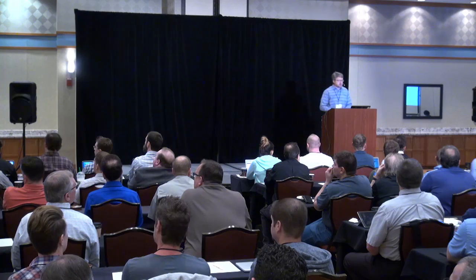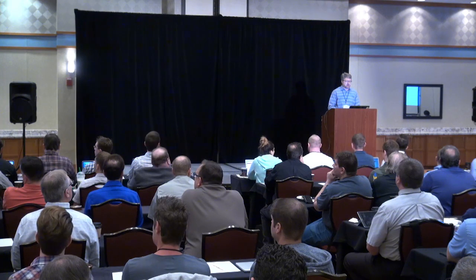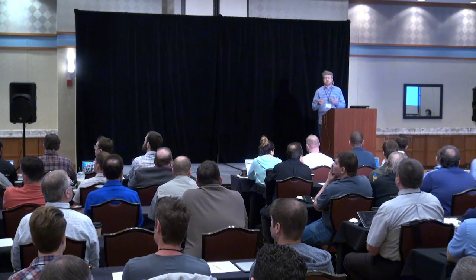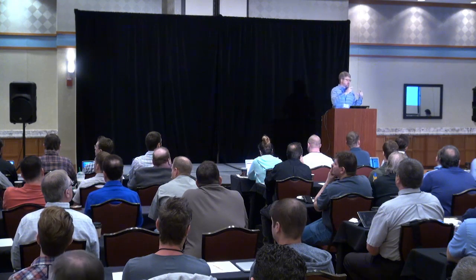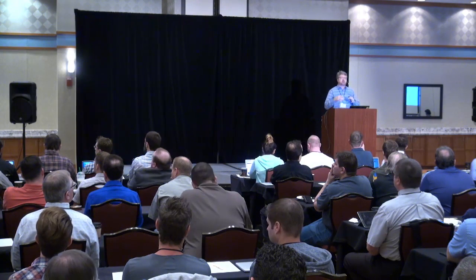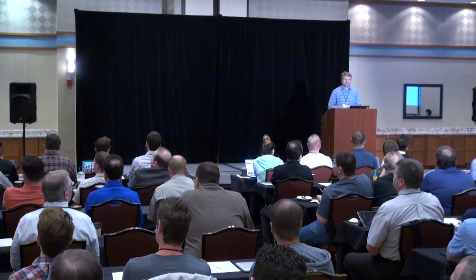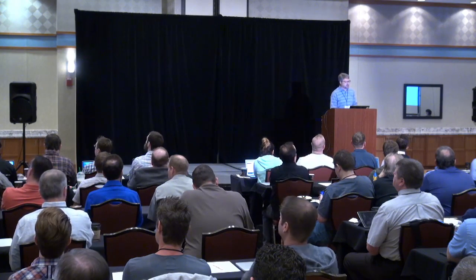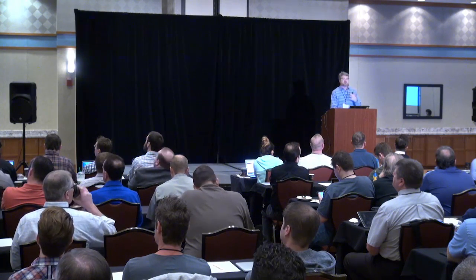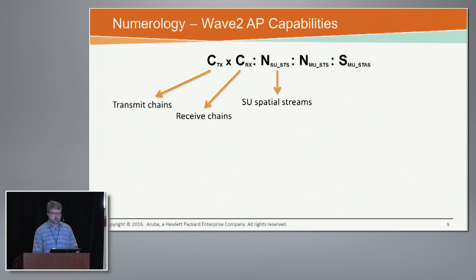Okay, some numerology, which is a fancy term that I've been hearing at IEEE for 2 years now, and it's a term that's used to describe basically how you quantify aspects of the protocol. So I think everybody's familiar with the terminology we've become accustomed to, the 3x3:3 type thing. It's going to get longer, as is the data rate table, unfortunately, because in order to describe how some of these devices differ from one another, we need more nouns, basically. So everybody knows transmit times receive chains and the number of spatial streams, right? That's, I think, pretty well ingrained.